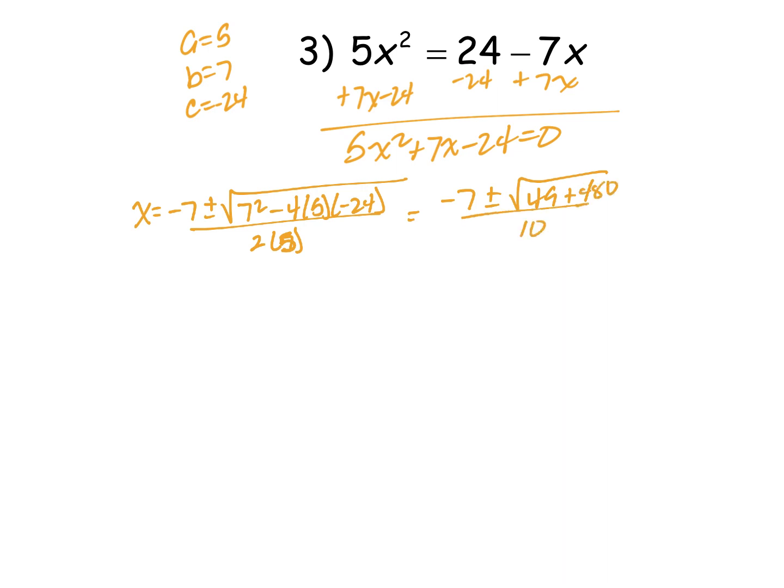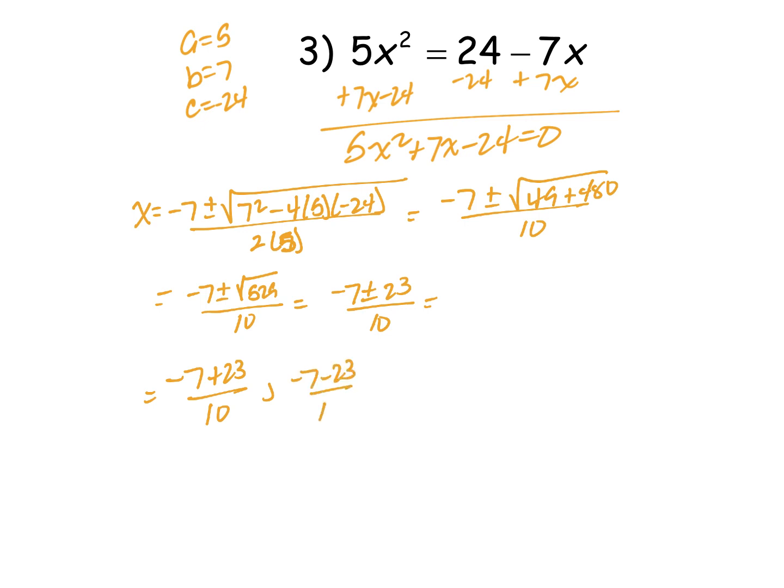all divided by 10, which is negative 7 plus or minus the square root of 529, all divided by 10, which is going to equal negative 7 plus or minus 23 divided by 10. So I've got negative 7 plus 23 divided by 10 and negative 7 minus 23 divided by 10. So that's going to give me 8/5 and negative 3.